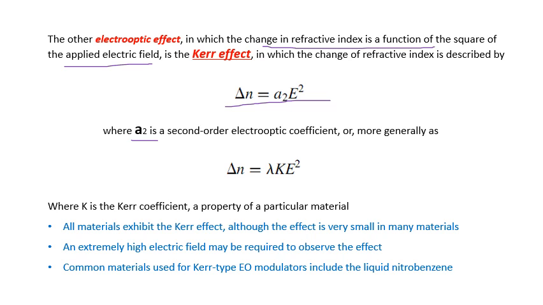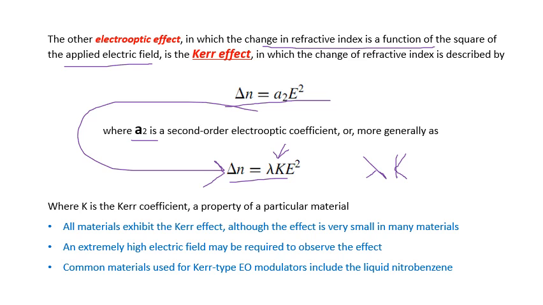This second order electro-optic coefficient, more generally we can also write like this: lambda K. This K is the Kerr coefficient and lambda is the wavelength. The above equation will take this form if you substitute this value, okay? So it depends on the Kerr coefficient and wavelength, the property of particular materials.